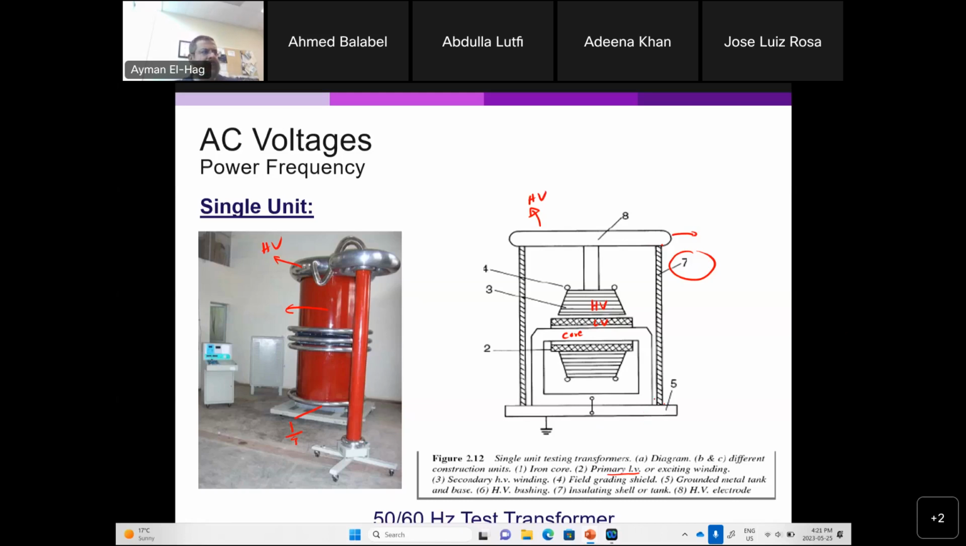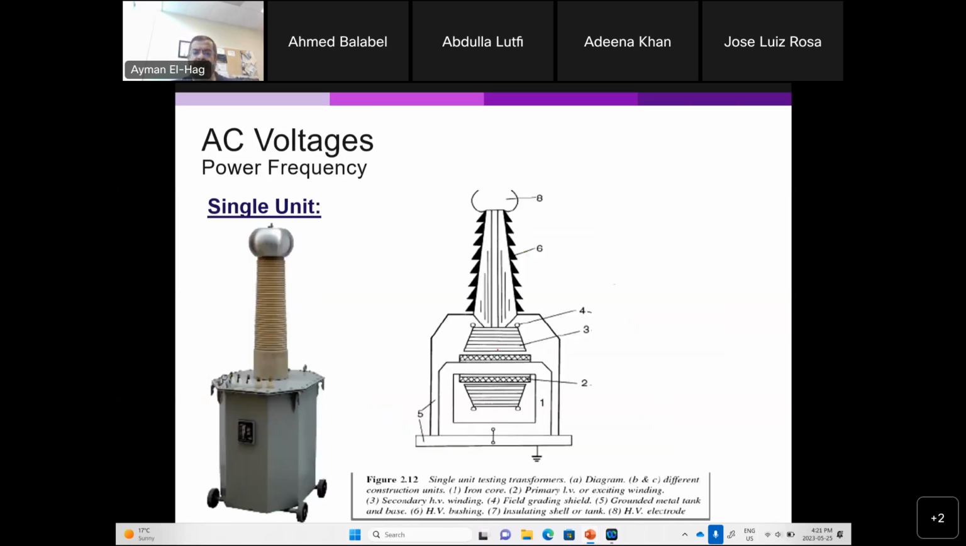So that is the most common type of transformer used for high voltage testing. Also, we have the bushing type transformer. This is also a testing transformer, but I would say it is more of an older type of design. The recent ones are the one that I have shown to you. They are different, but they are very similar to the previous one from the inside.